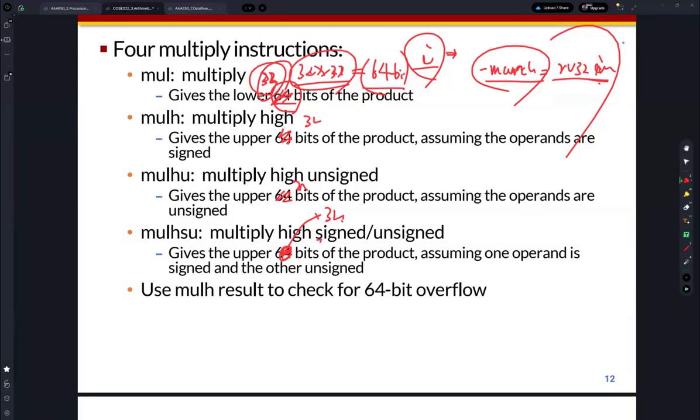So it gives the lower 32 bits of the product. And if we use mulh, then it gives the upper 32 bits of the product. And we can also use the signed or unsigned options. So 32 bits, okay.